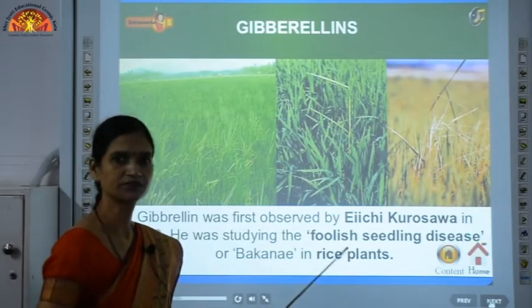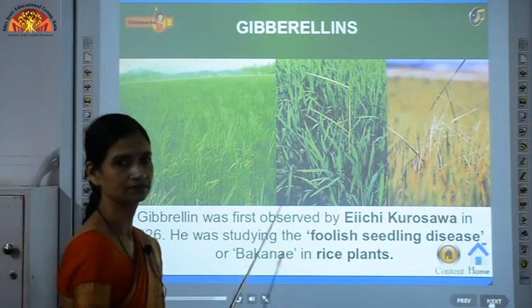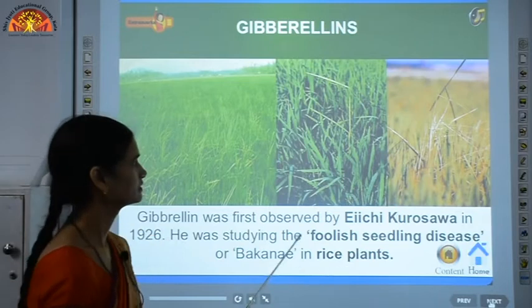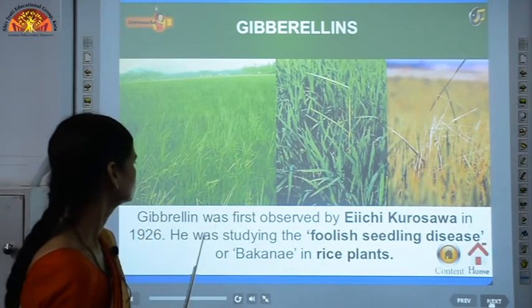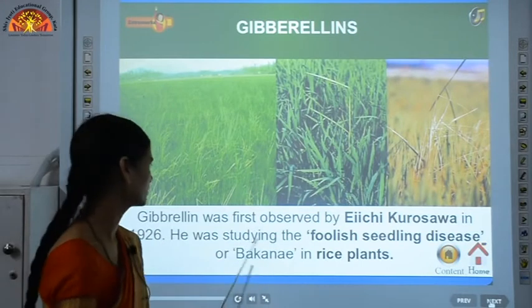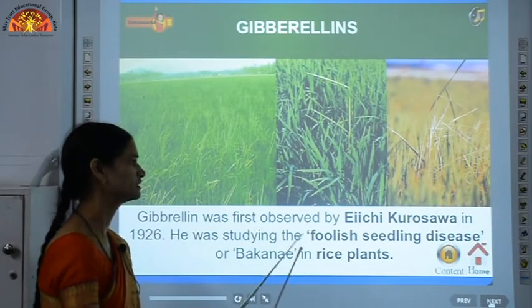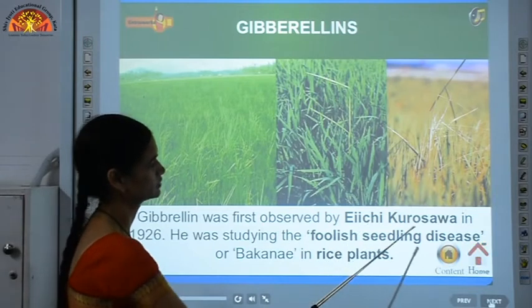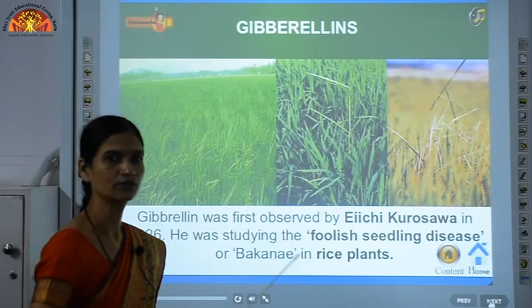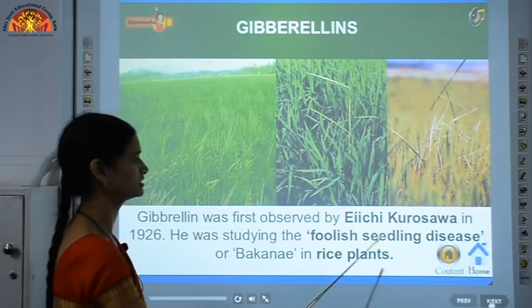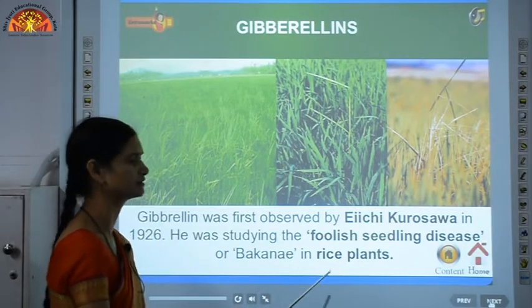The second hormone which we have to study is gibberellin. It's very interesting. We will study about its discovery. तो ये बहुत ही interesting सी चीज़ है. देखिए, gibberellin, which is another kind of plant growth regulator, it was first observed by Ichi Kurosawa, Japanese है ये, in 1926. Actually, he was studying the foolish seedling disease of Bakanae in rice plants.